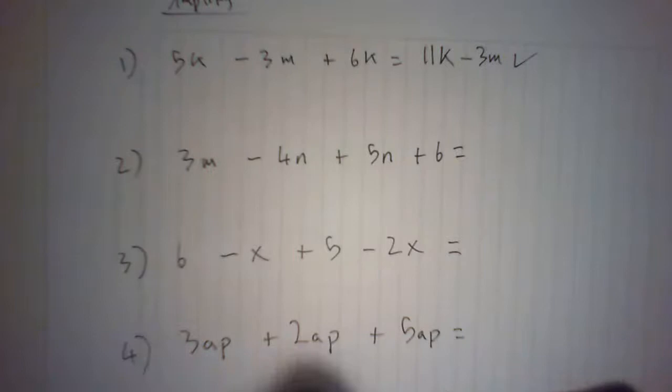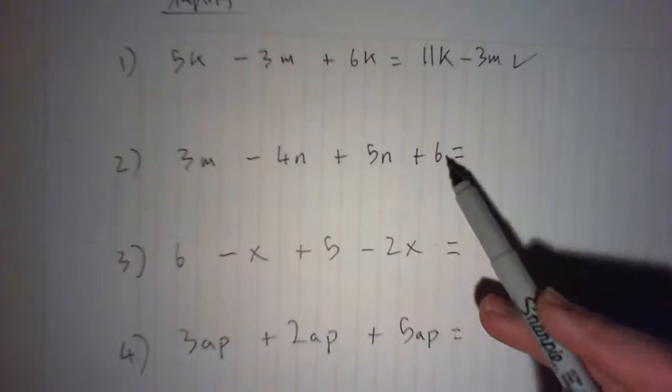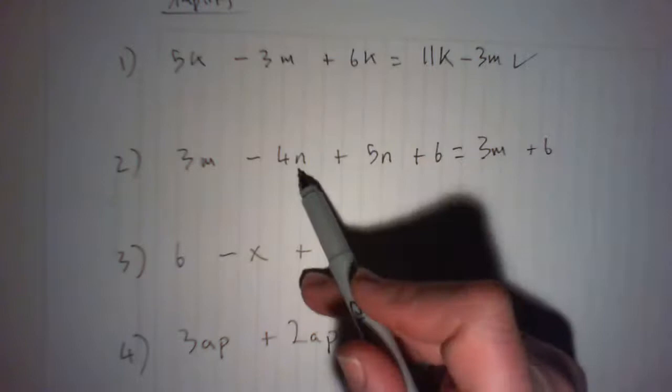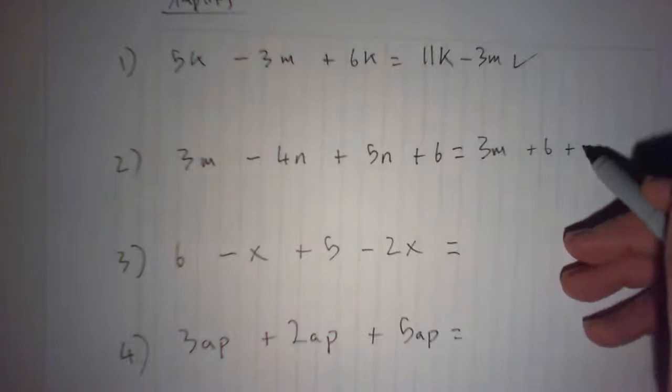Now, this one. M for mouse, N for nice, and a 6. So, by my reckoning, there's nothing else with him. There's nothing else for him. But I have 2 N for nices. Minus 4 plus 5 is 1.